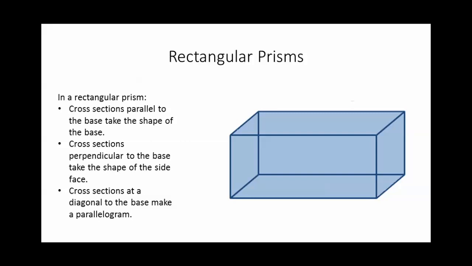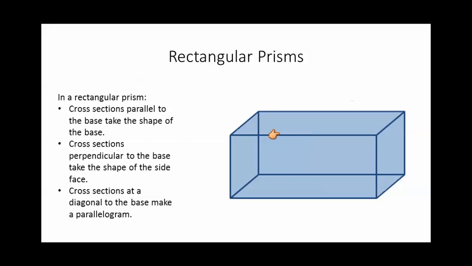Here we have an example of a rectangular prism. All of the sides are rectangles. The top and the bottom faces are congruent rectangles. The two different ends are congruent rectangles, and then also the front and the back face are congruent rectangles.